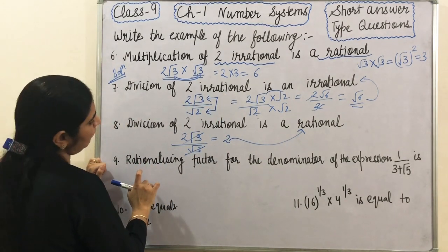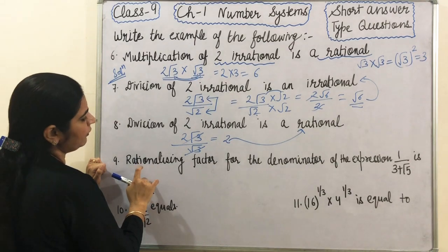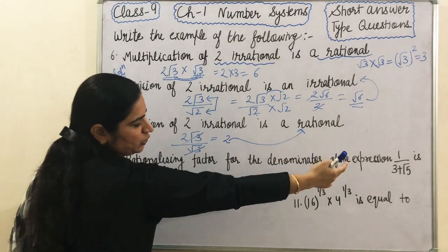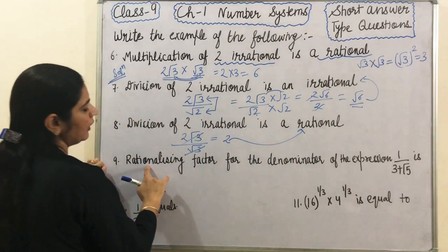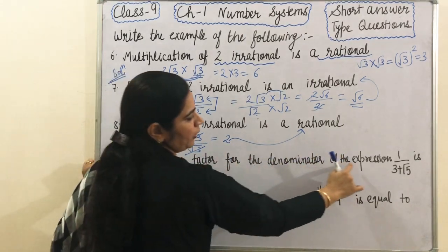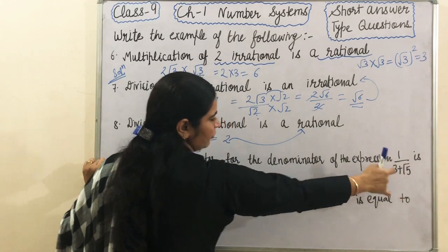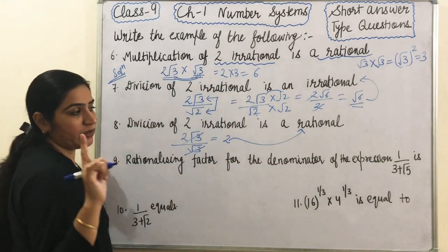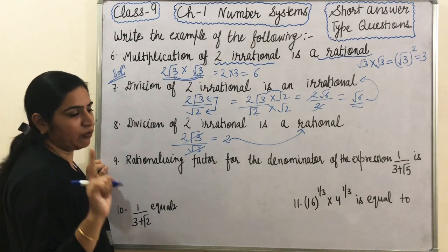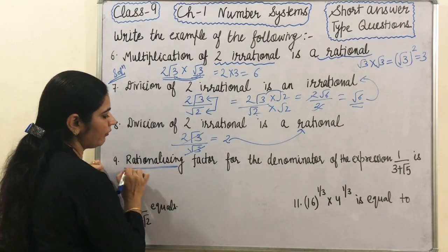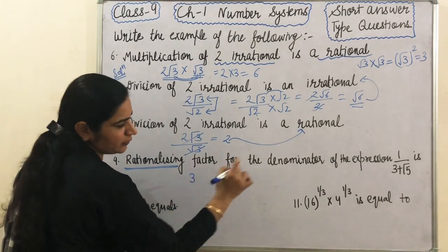Rationalizing. Most frequently asked question: what is the rationalizing factor of the given expression? Here the given expression is 1 upon 3 plus root 5, and we need the rationalizing factor for the denominator. We have to find the rationalizing factor. There is no need to simplify the question completely. They are asking only the rationalizing factor. So what is the rationalizing factor?